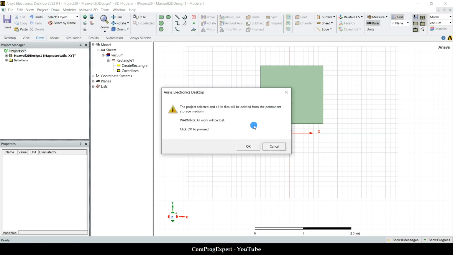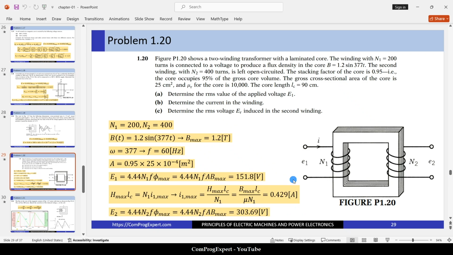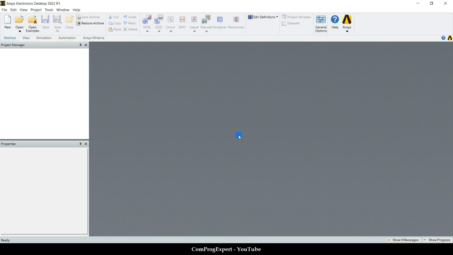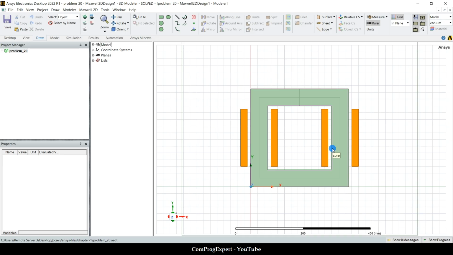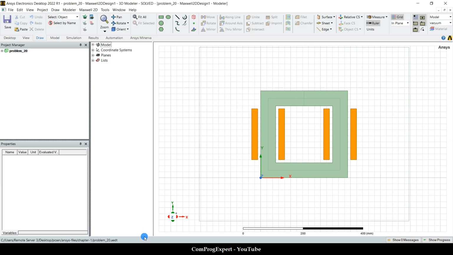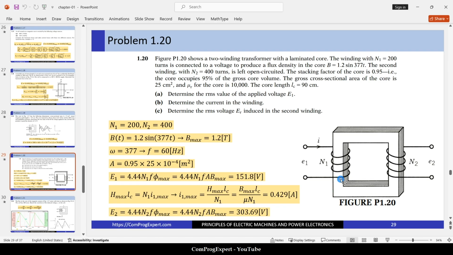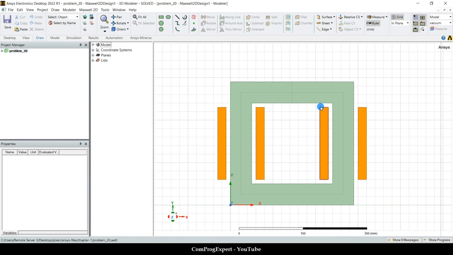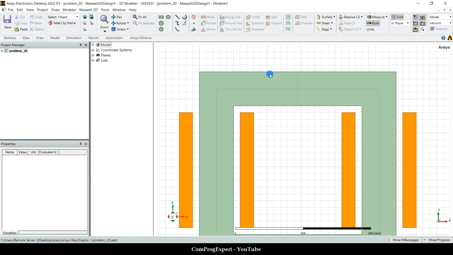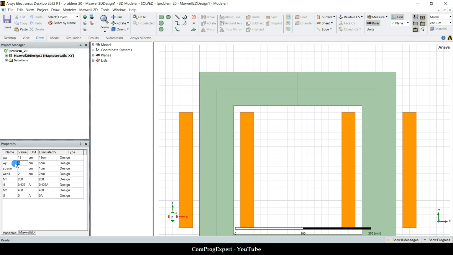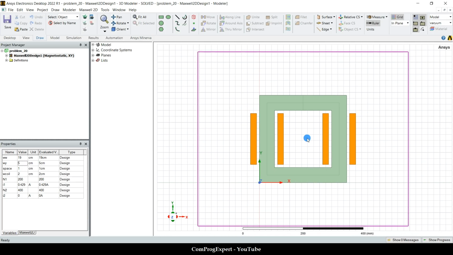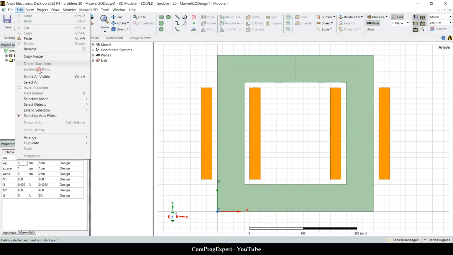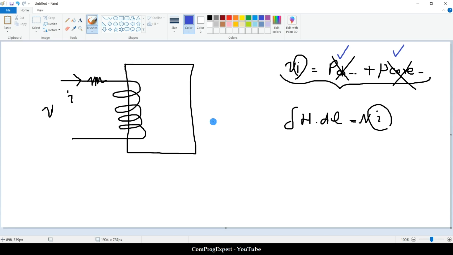Here, I generated this model to realize this number. To save time, I generated the model before, and let me open it. Okay, this is the model of the transformer I generated for this problem. Here, I considered the width of the core equal to 5 centimeter, the width of the yoke, this parameter that we have here. Let me copy this. Maybe you can generate the model and try the simulation.